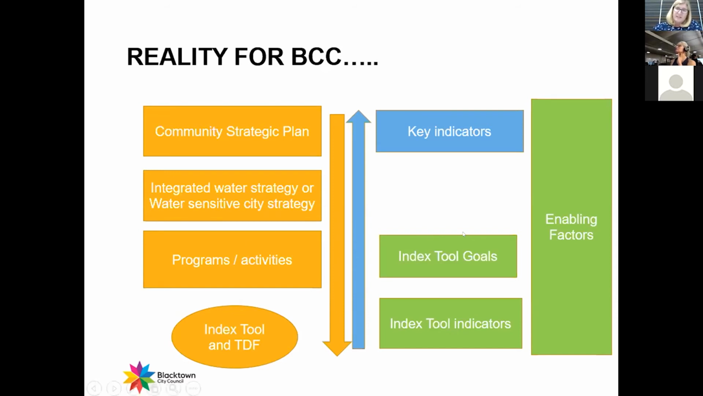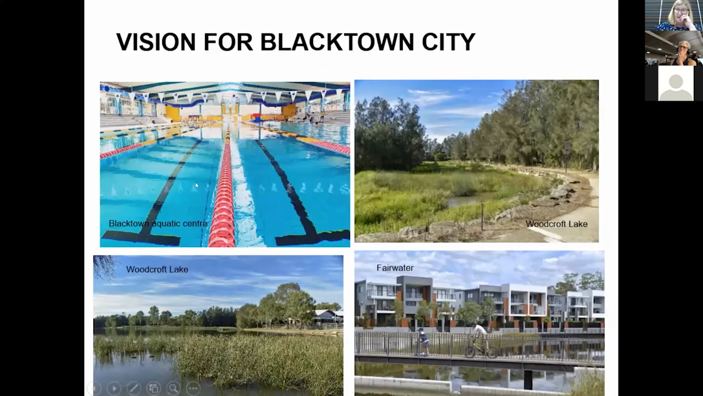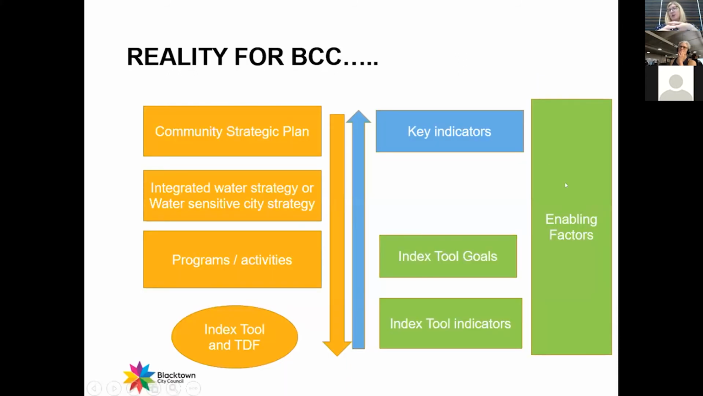The other thing, just the difference for your benefit here, is we have these key indicators up the top that are aligned with our community strategic plan, but there's not a correlation at the moment between our key indicators and our integrated water strategy or what's coming out of our goals and our indicators. So I'm trying to get my head around how these all fit together. And on the side here, you've got the enabling factors that I see as the overarching framework: what is it that we need to do as an organisation to help us move towards this water sensitive city?